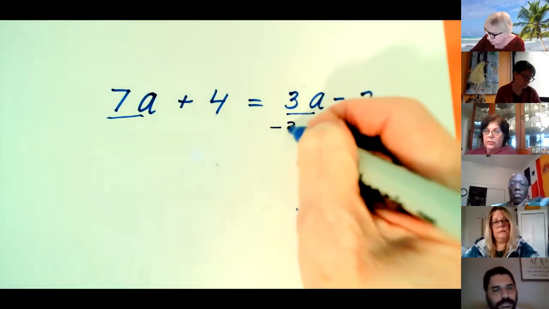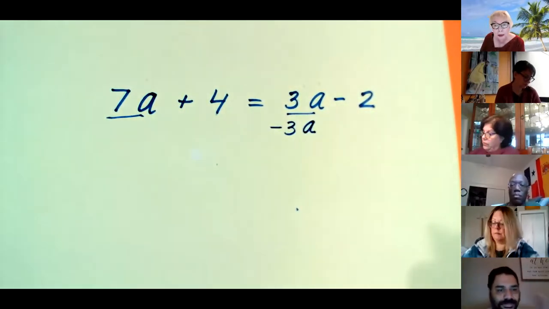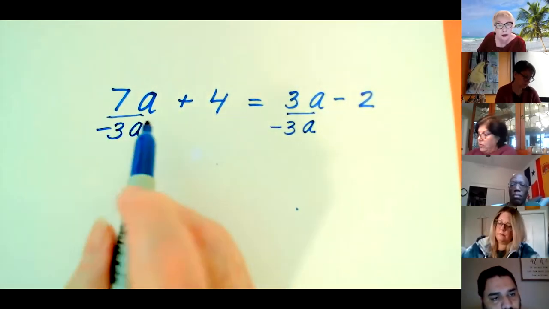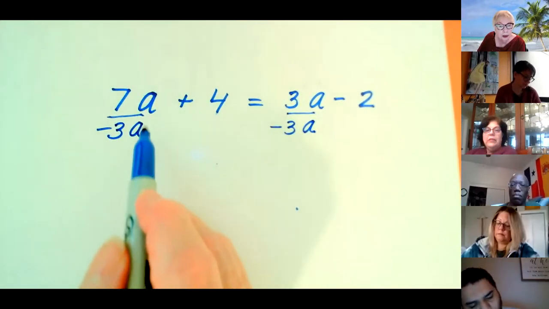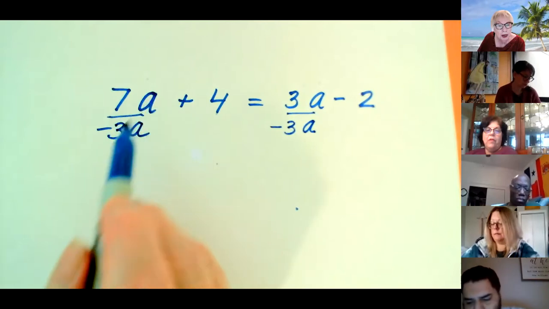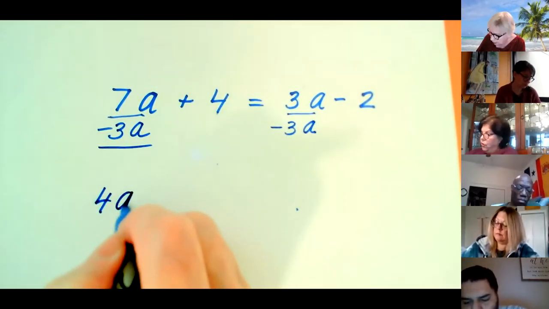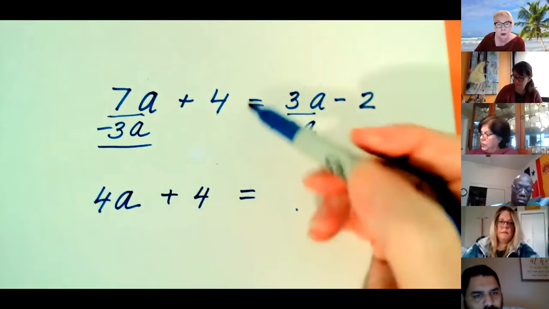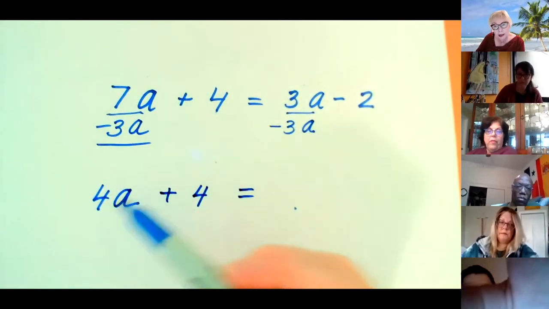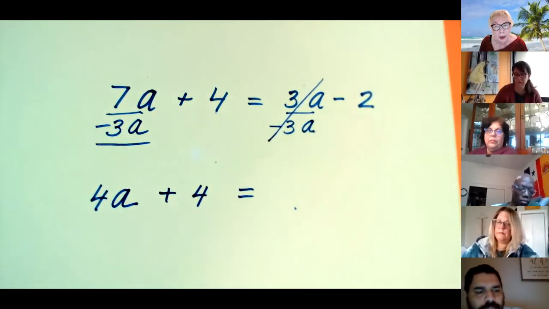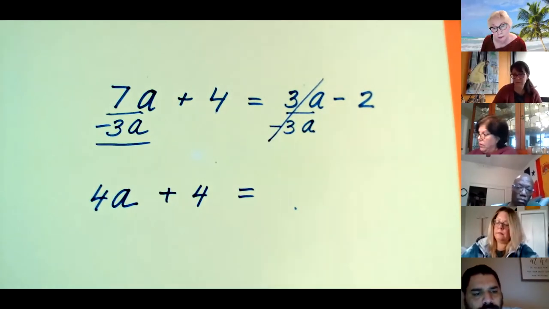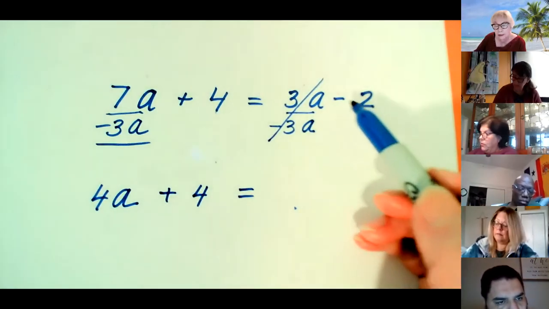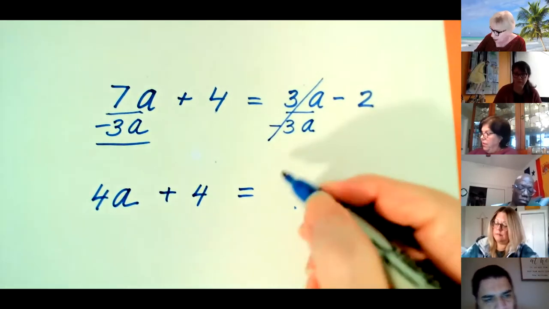Here's what I'm going to do. I'm going to subtract 3A from here, and I'm going to subtract 3A from here. Notice that I wrote it right below the matching term, so that 7A take away 3A is 4A. This is still in play. So I copied the 4, I simplified this. 3A minus 3A is 0. I got rid of it. And what's left? Not 2, but -2.